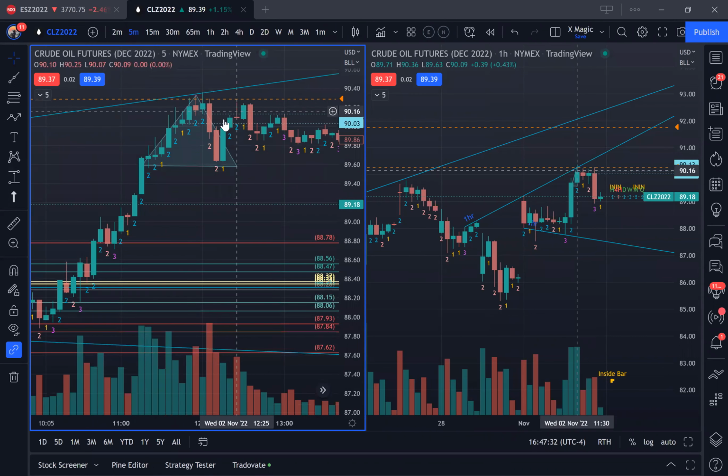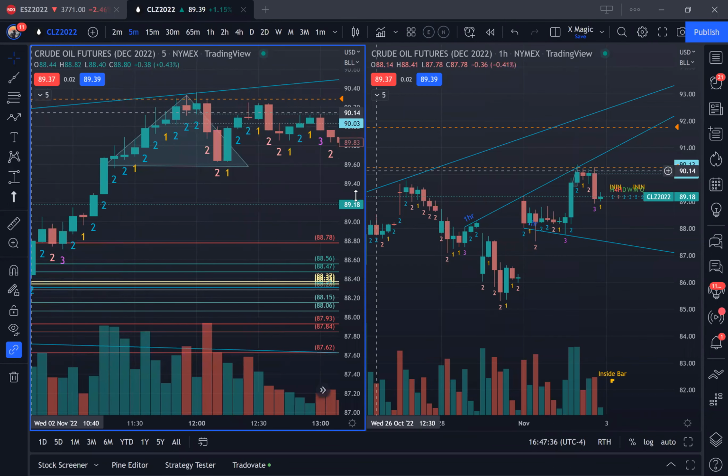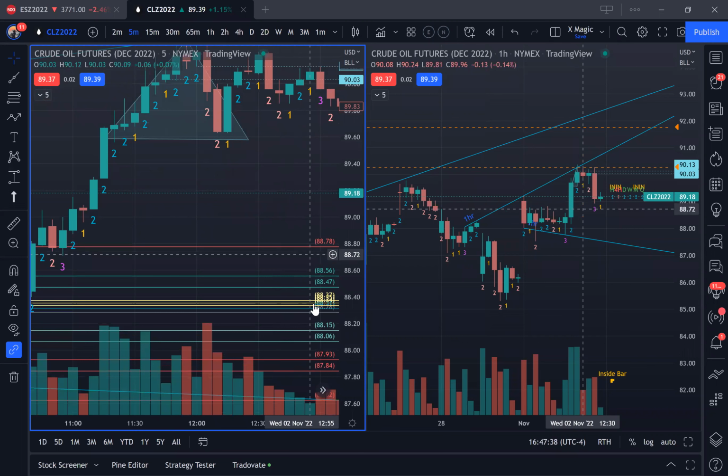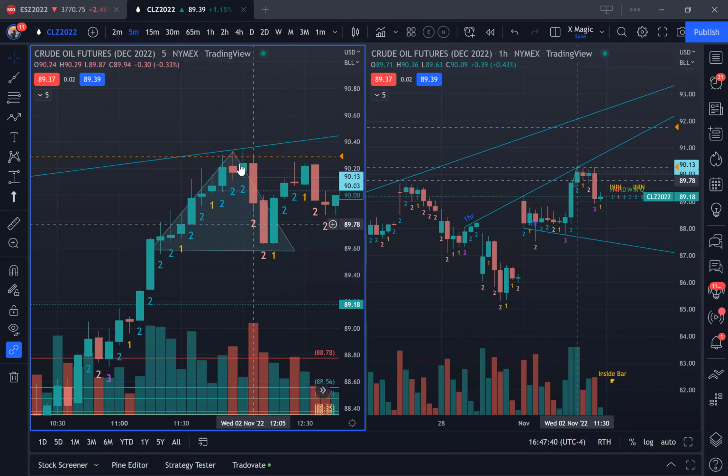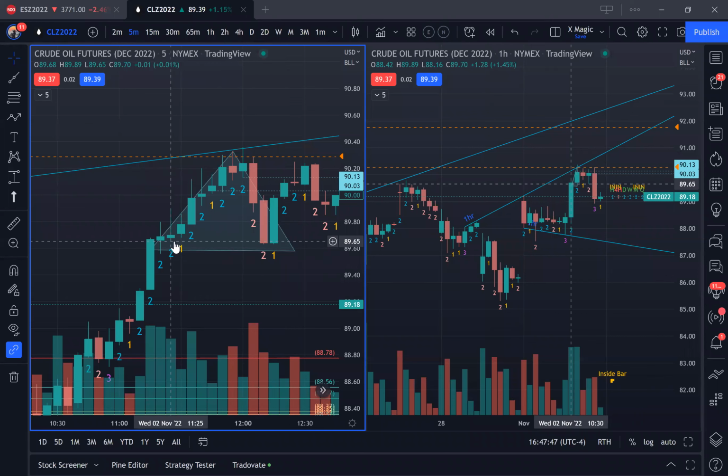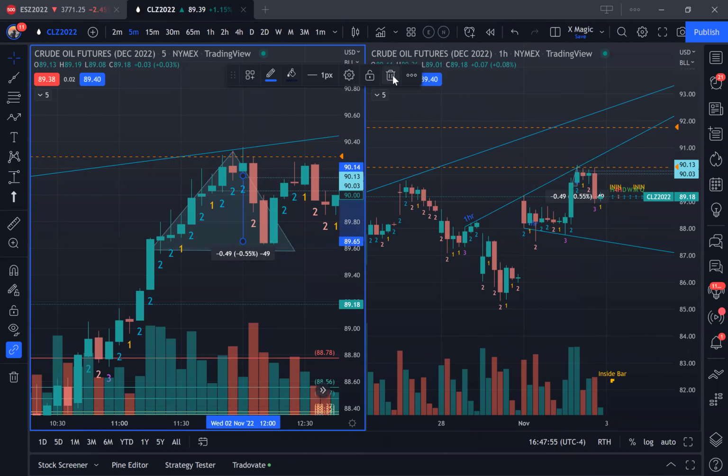And based on the strat, we get in right here. That's our entry. Let me zoom in real quick. We get in right here on this 2-2 down reversal. It hit 1, 2, 3, 4, 5, 6 targets for a total of, I think that's about 40 points. 49 points, actually.